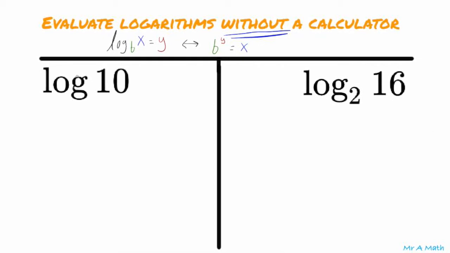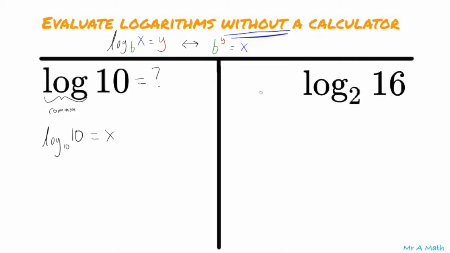So over here, if I have log 10, now remember, when it just says log and it doesn't say anything about the base, that means it is a common logarithm. And that just means it's log base 10 of 10. And so we're trying to figure out what this is equal to. So I'm just going to go ahead and write it as equal to x.